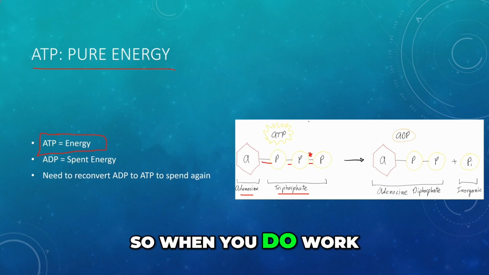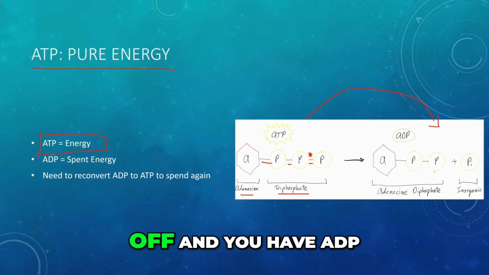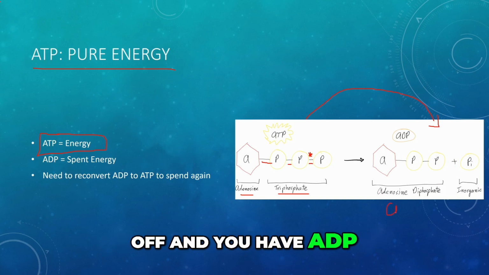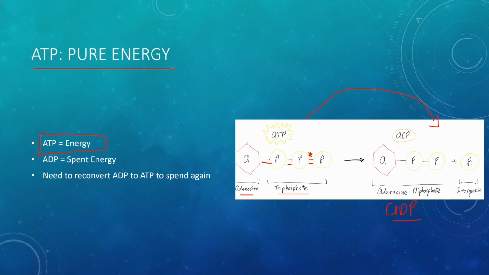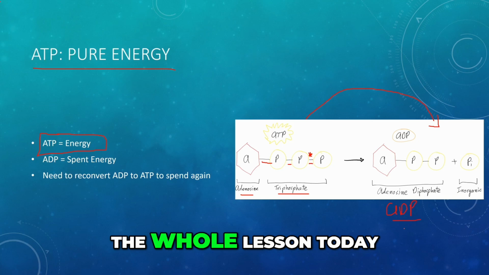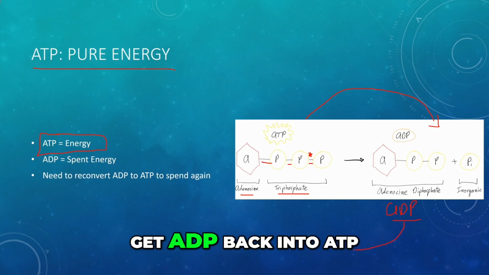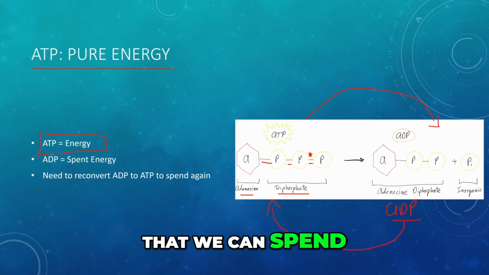So when you do work, you move a muscle, you work an enzyme, you spend that bond, and that phosphate splits off, and you have ADP, right, which is basically spent energy. And what we're going to talk about today, the whole lesson today, is how do we get ADP back into ATP, right? How do we regenerate what we spent? How do we get it back to being full of energy so that we can spend it again? So that's why I wanted to start here.